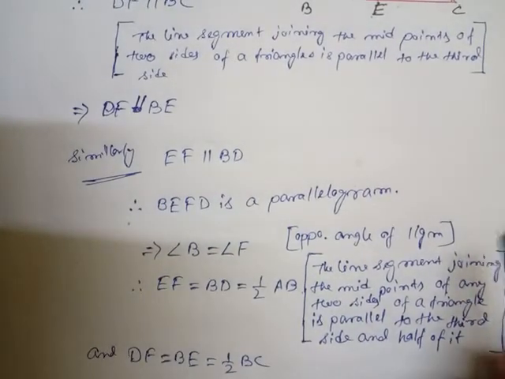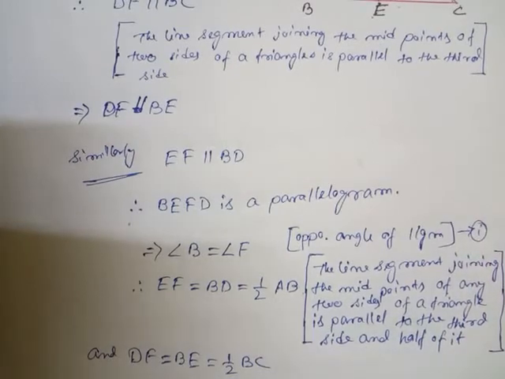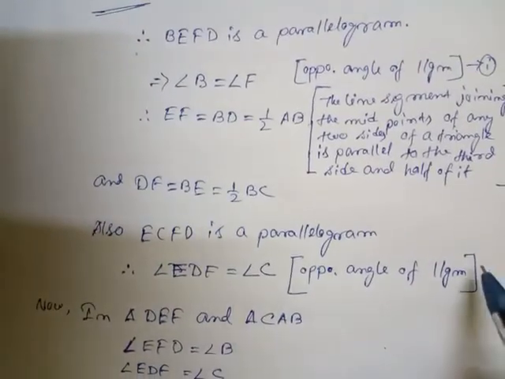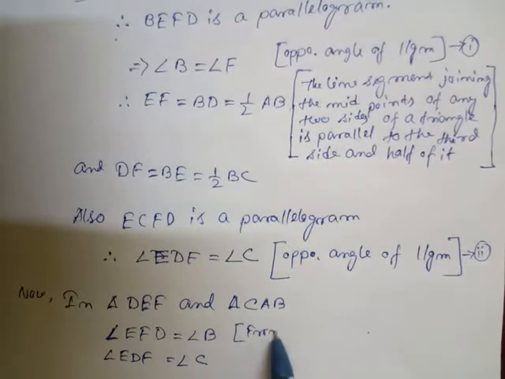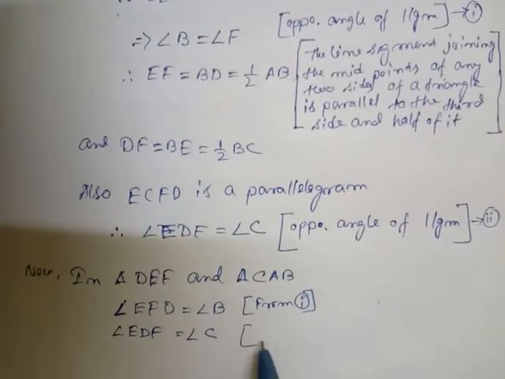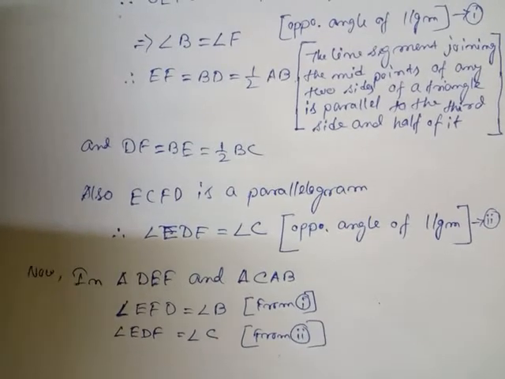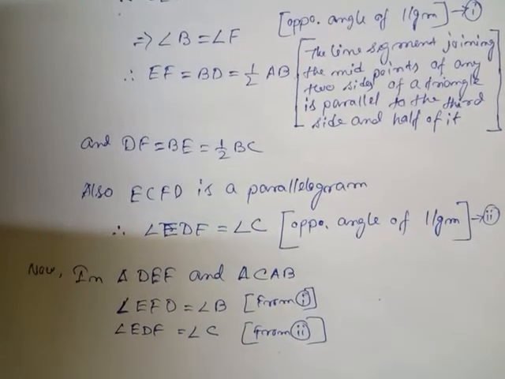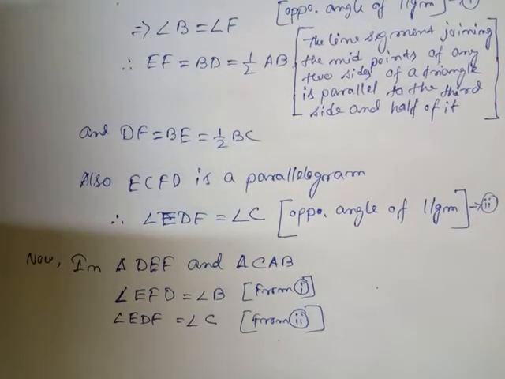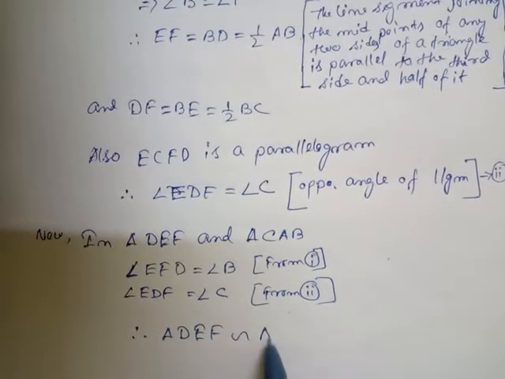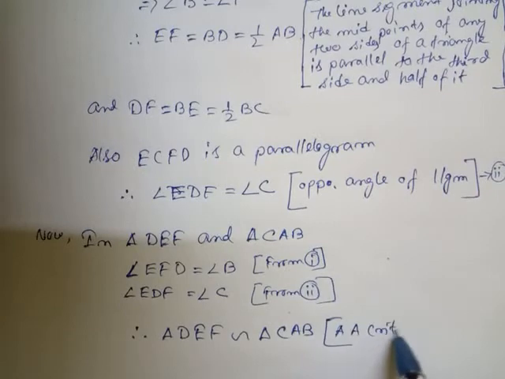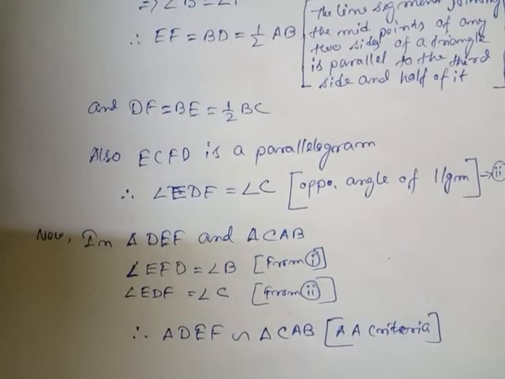That's why I am taking this one as our equation number 1 and this one as our equation number 2. So we'll write down here from 1 and here from 2. Now look students, two angles we have already proved. So for the similarity we can write that therefore triangle DEF is similar to triangle CAB, and the reason is the angle criteria, AA criteria.